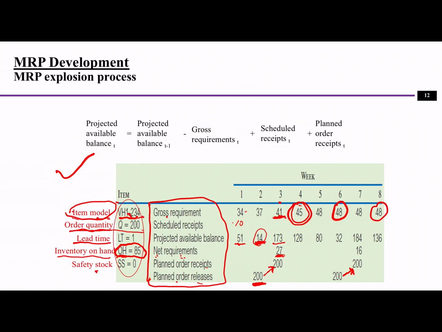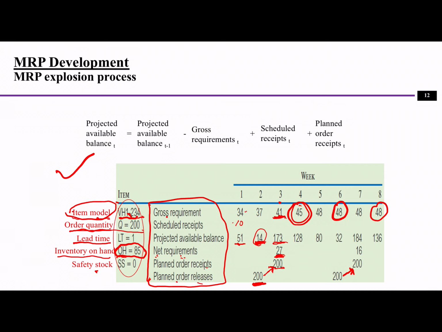All right. So in week 3, now we know, at the beginning of the week I have 14. The planned order receipt is 200. And the net requirement is 27. So basically we just use 200 minus 100, minus 27. We get 173. Minus 73. Okay.